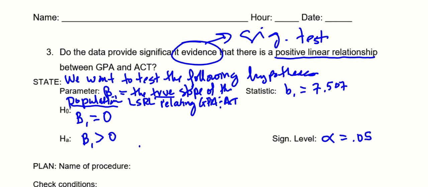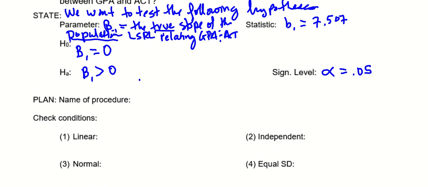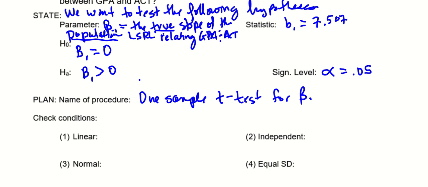Okay, so there's our state. In our plan, how are we going to test that hypothesis? Well, in this case, we are going to do a one sample. Our data came from one sample of 9 students. We're going to do a one sample t-test for capital B, so for our true slope. And we have our conditions.